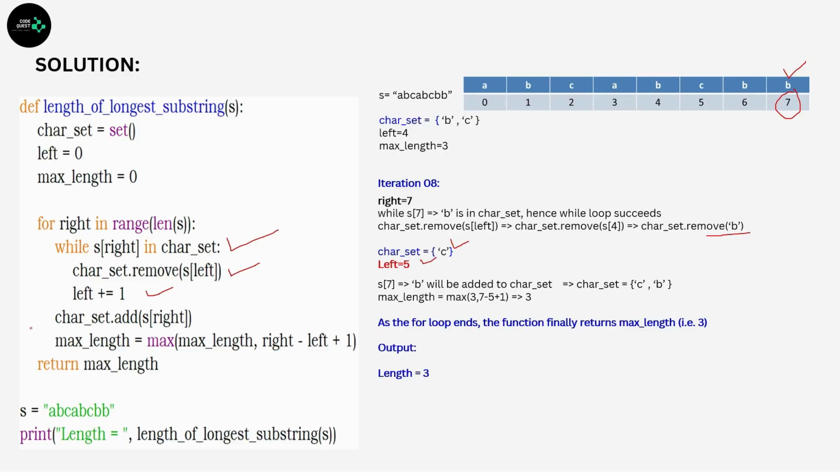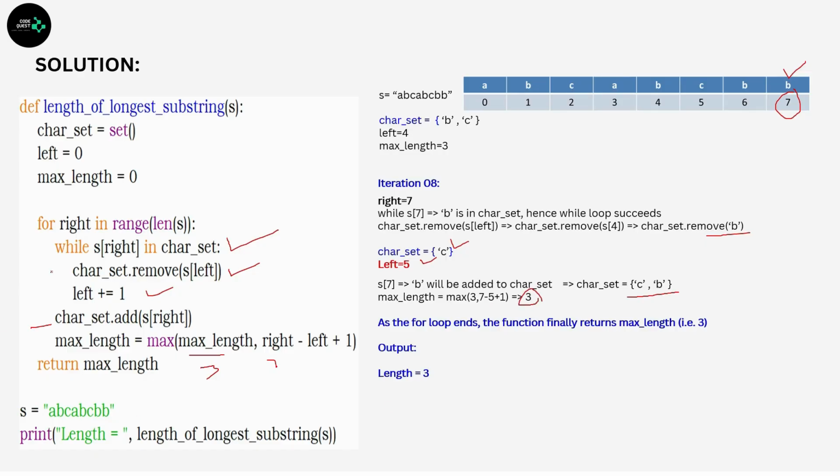So now when we come down to this statement, that is we are adding S of 7 because right is 7. So S of 7 is what? B. B will be added to the set. So now the updated set is C comma B. Now when I check the max length, it is as of now still 3. And what is right? 7. Left is 5. So 7 minus 5, 2 plus 1, 3. So 3 and 3 means again the result is 3.